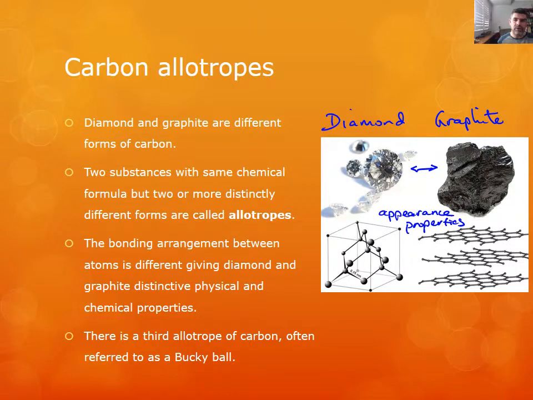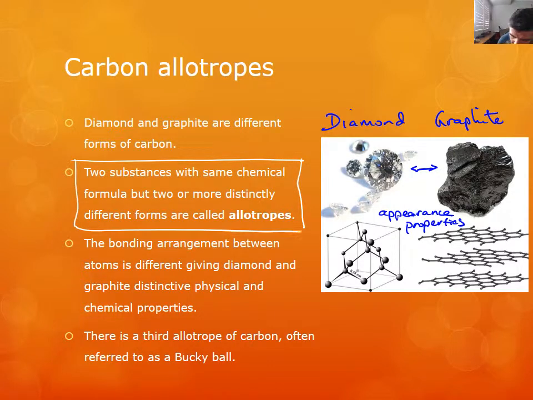And if we want to look at why these properties and what we can use each of these for, then we need to look in a little bit more detail at their structure. It's when we look at their structure that we start to understand that carbon can exist in 2 very different forms. Now, if we have 2 substances with the same chemical formula but 2 or more distinctly different forms, then we have what are called allotropes. Diamond and graphite are 2 allotropes of carbon.